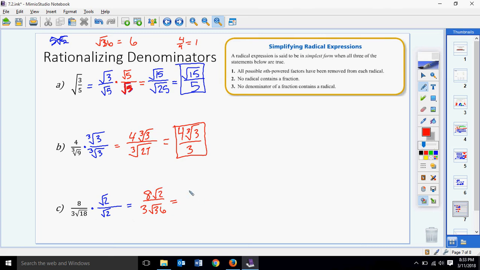Numerator does not simplify. Denominator, the square root of 36 is just 6. So I have 3 times 6. I'm going to simplify that to 18. Now notice that your 8 and your 18 can be simplified. If you divide them both by 2, you'd get 4 and 9. So final answer is 4 square roots of 2 over 9. Rationalized and simplified.